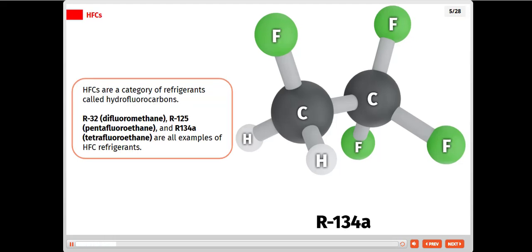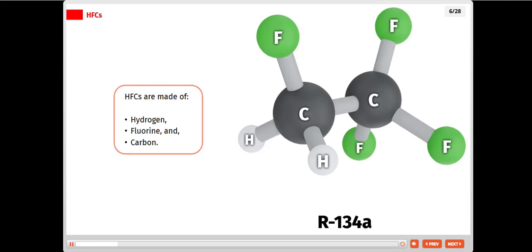HFCs are a category of refrigerants called hydrofluorocarbons. R32, difluoromethane, R125, pentafluoroethane, and R134A, tetrafluoroethane, are all examples of HFC refrigerants. HFCs are made of hydrogen, fluorine, and carbon.